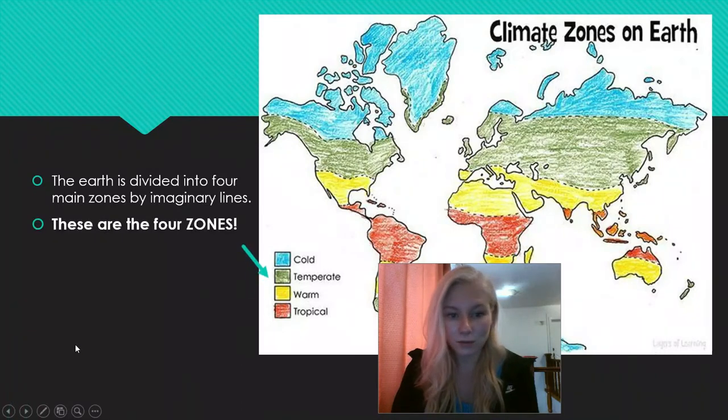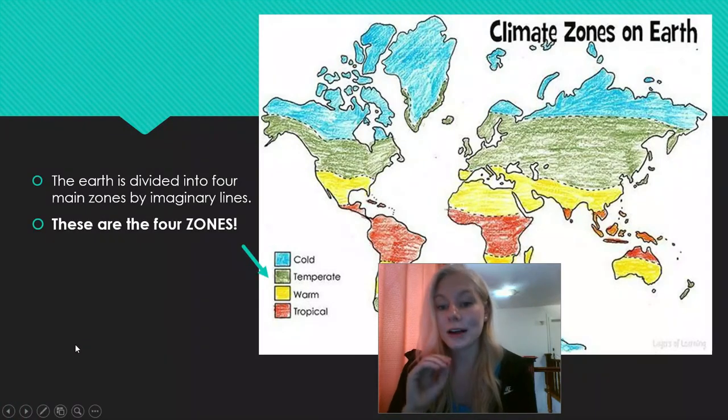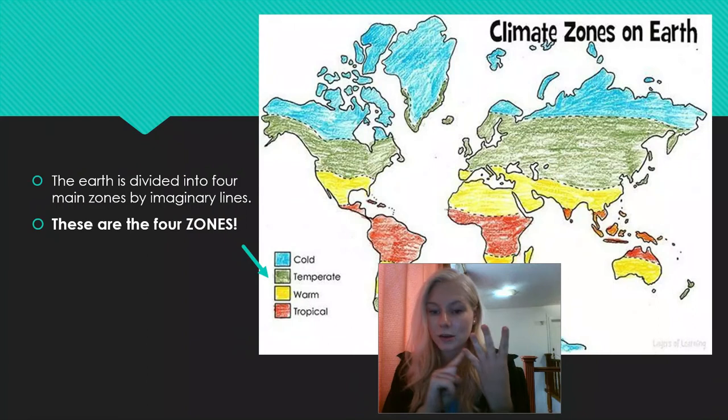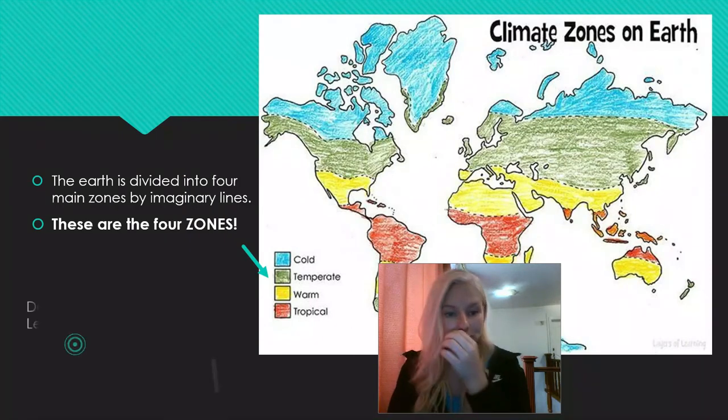There are 4 zones, okay? We talked about the 4 zones. You're going to have to remember these. There's cold, temperate, warm, and tropical, okay? Those are the 4. Cold, temperate, warm, and tropical.